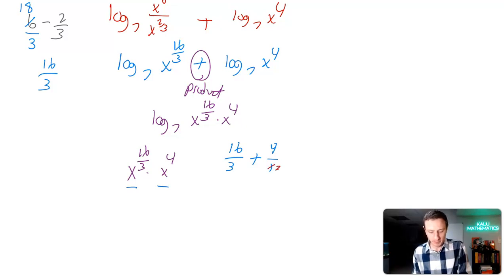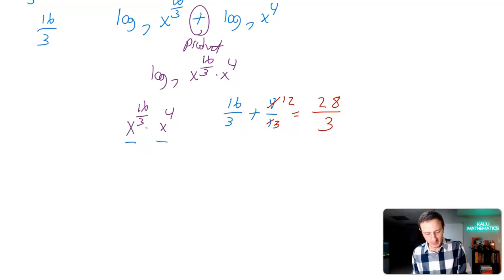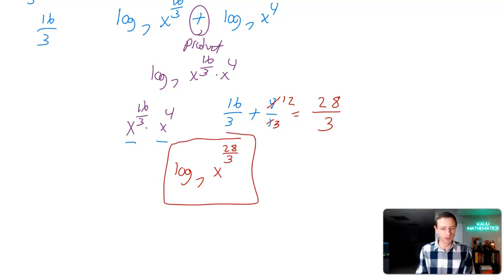And that's going to become 3 because it's over 1. That's going to become 12. 16 plus 12 is 28 over 3. So we get log base 7 x to the 28th over 3. And that is now condensed.